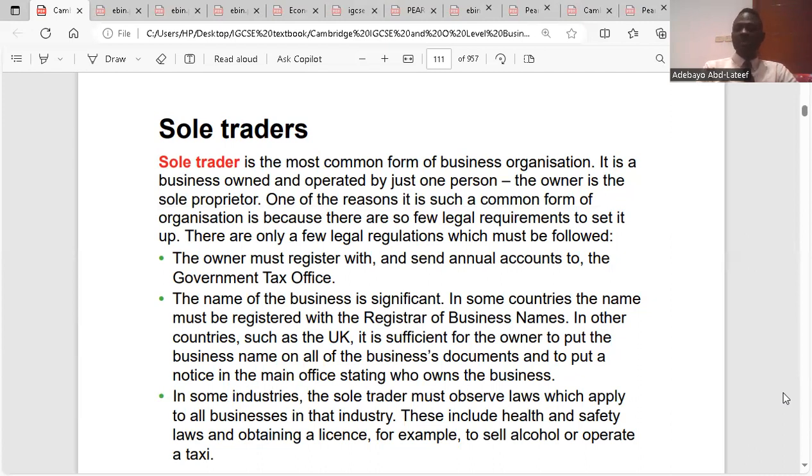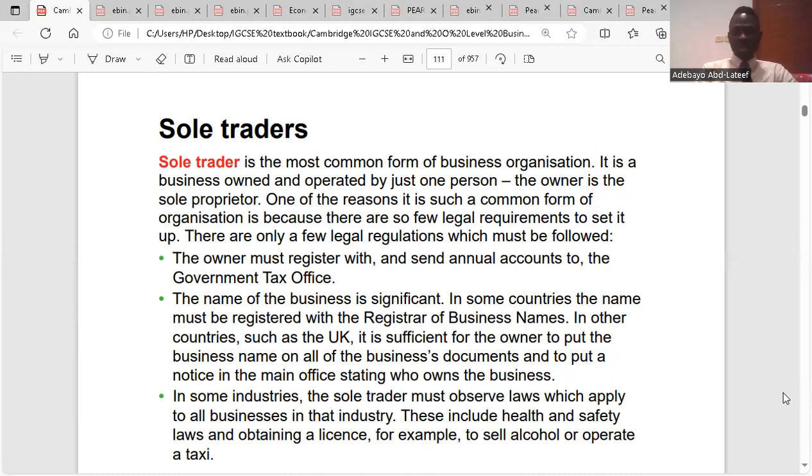So the owner must register. What are the requirements? One, the owner must register with and send annual accounts to the government tax office, because you have to pay tax. But it is income tax that you have to pay. Two, the name of the business is significant. It needs to have a name, because the name will be used to register in the register of business names.